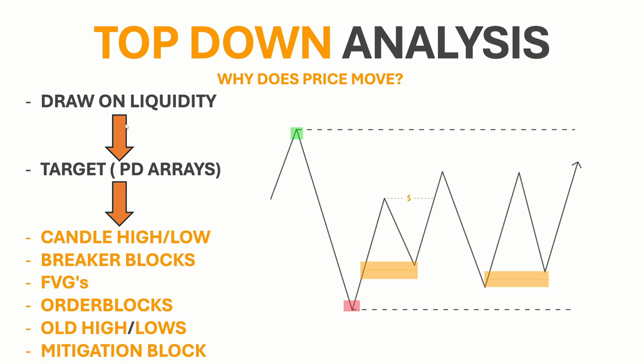Now, once we have a draw on liquidity, which is essentially a target of our PD arrays, once we have a target of where market wants to move and we have higher time frame direction, this leads us to our bias. These two factors make up our bias. Now, once we have our bias, our direction, our essential target which market is moving towards, we can then hop onto a lower time frame and use this target in order to trade with the trend.